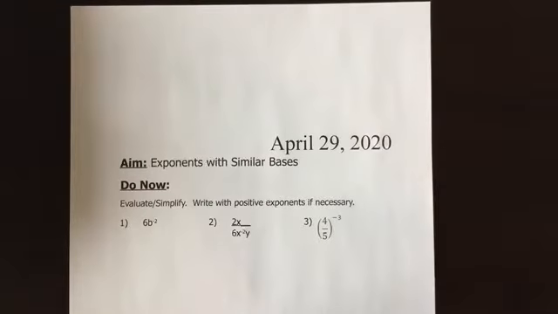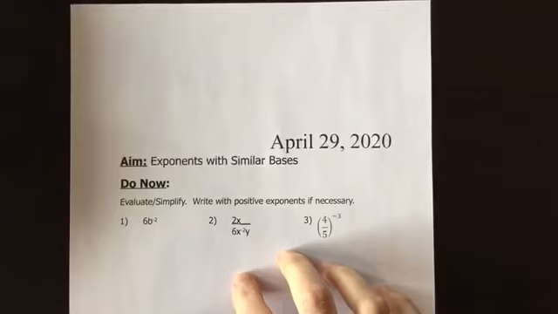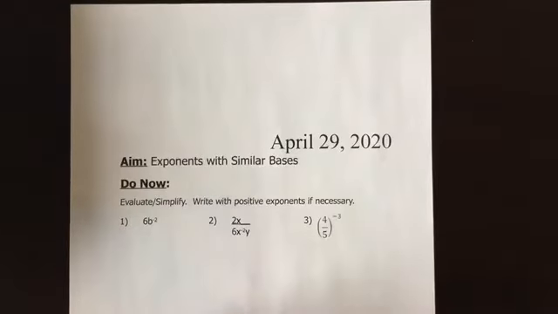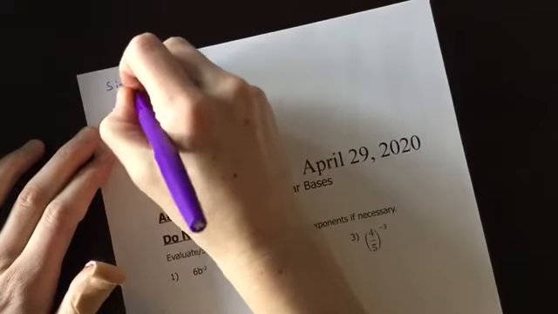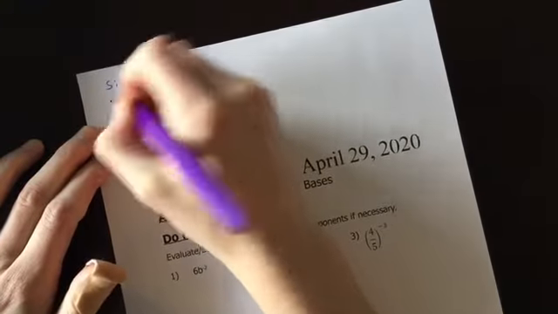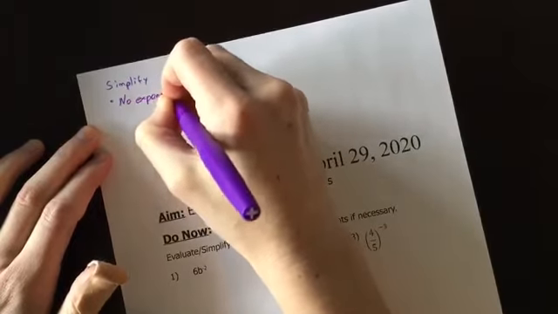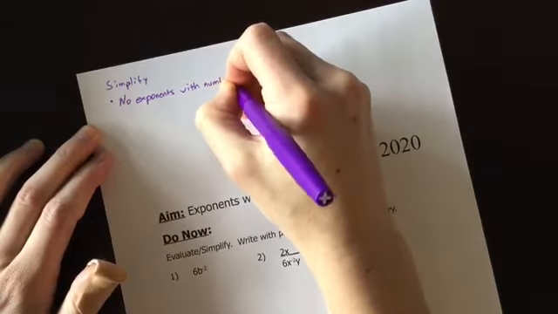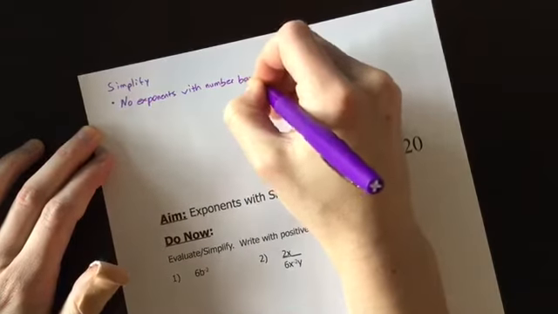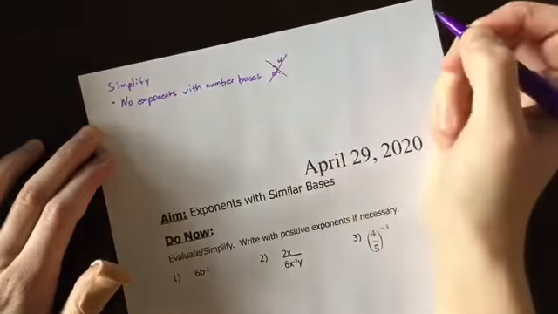In our Do Now today, we're going to go over our rules again for our negative exponents. We're going to simplify, so I just want to go over what that working definition is for us with simplify. Okay. So that's going to be no exponents with number bases, meaning like a 2 to the 4th, that's not simplified.